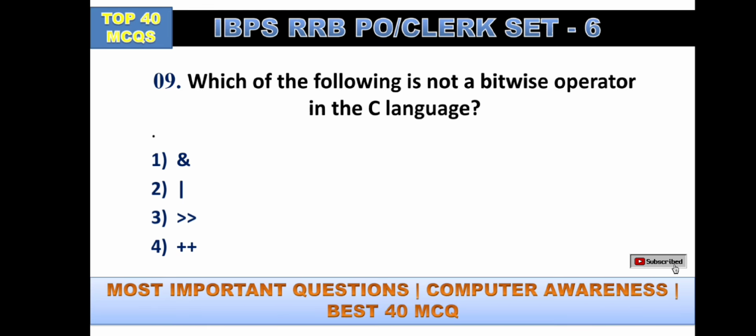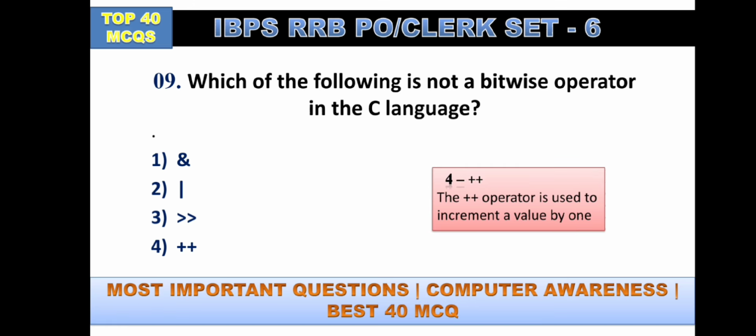Which of the following is not a bitwise operator in the C language? See, option number 1, option number 2 and option number 3, all these three belong to bitwise operators. And option number 4 is the increment operator. The plus plus operator is used to increment a value by 1.